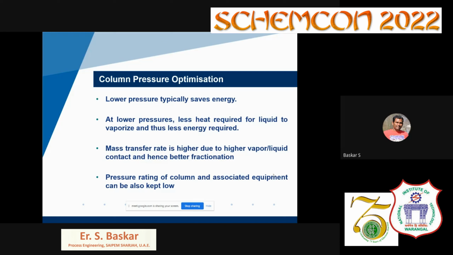And also, at low pressure, since the vaporization can be done easily, there will be more generation of vapor, and it will increase the mass transfer rate inside the distillation column, and hence better fractionation can be achieved. And apart from this, low pressure will help in reducing the capital cost of the column also, because the pressure rating of the column will be less, and the associated equipment also will be rated for the low pressure. So the column pressure helps in both ways. It will reduce the capital cost as well as the operating cost.